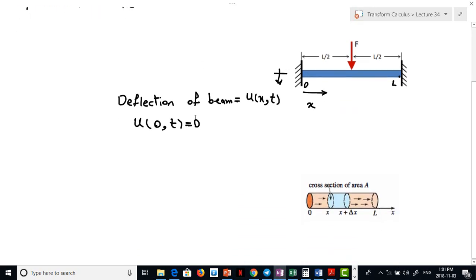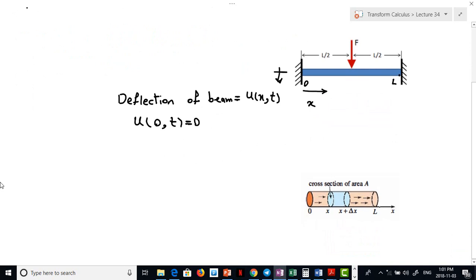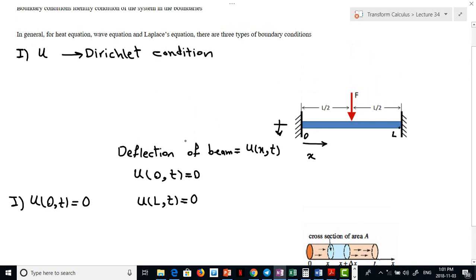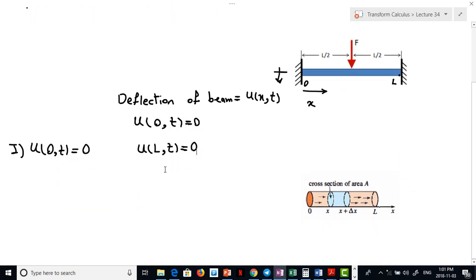For example, for the case of the fixed beam, we have Dirichlet conditions. For example, u of 0 and t is equal to 0, or u of L and t is equal to 0, because the beam is fixed at x equal to 0 and x equal to L. You can see that here the boundary condition is in the form of u. As a result, this condition is a Dirichlet condition.